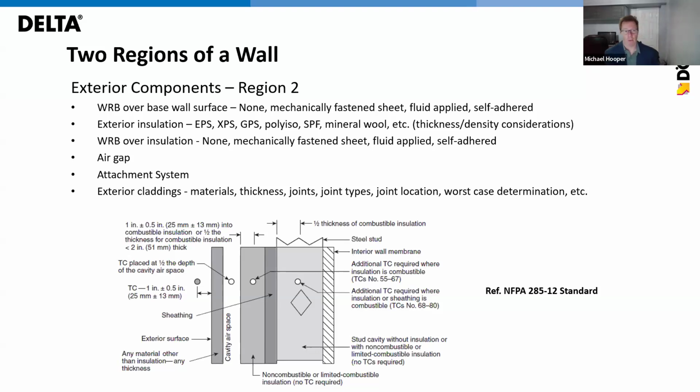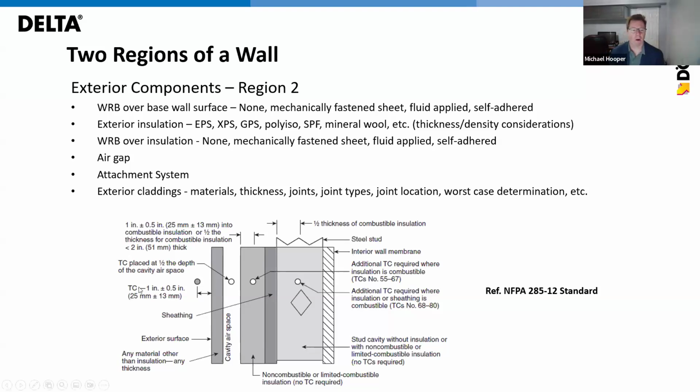You may have a weather resistive barrier over top of the insulation. In the case of open jointed panels, you would have something like that as well. And again, this can be mechanically fastened, fluid applied, self-adhered. You'll have air gaps. Those air gaps can vary. The type of attachment system plays into this as well. The exterior claddings, so the material type, the thickness, the joints, joint spacing, joint location, all these things are factored into establishing a baseline for your test.